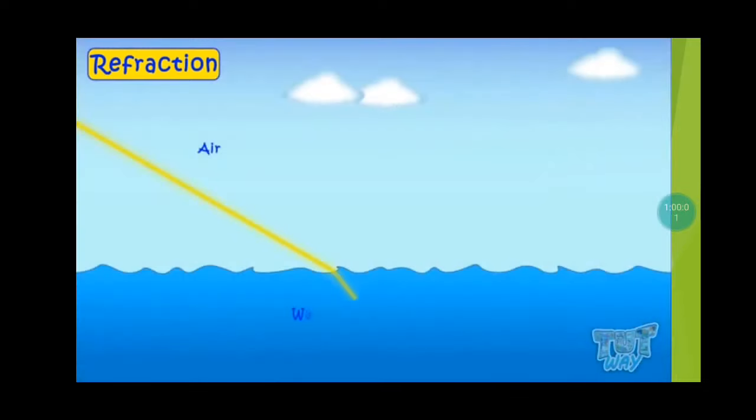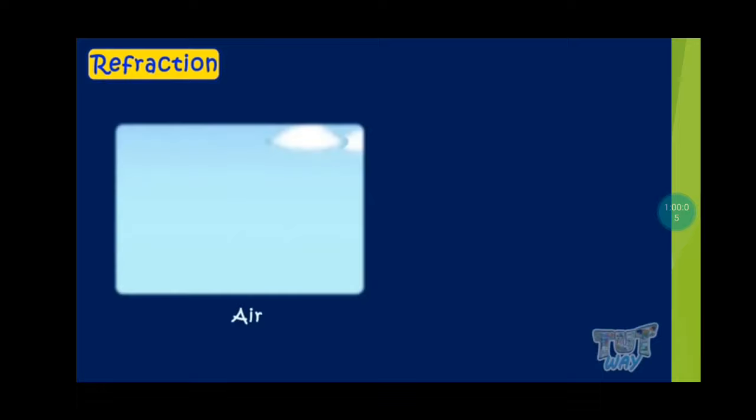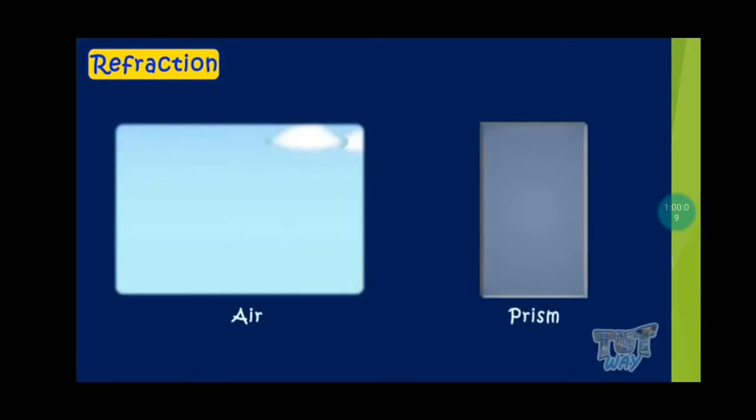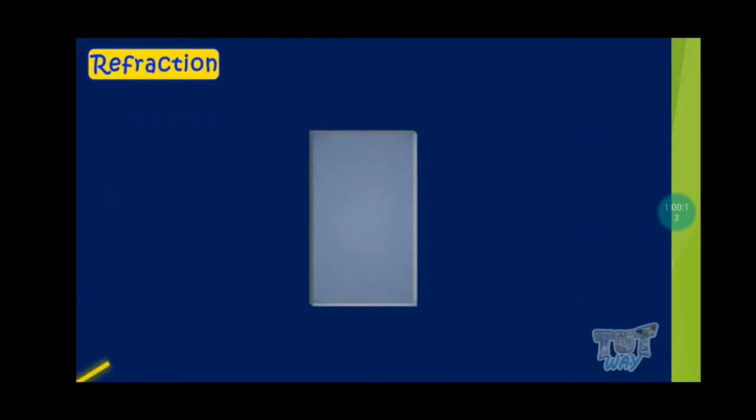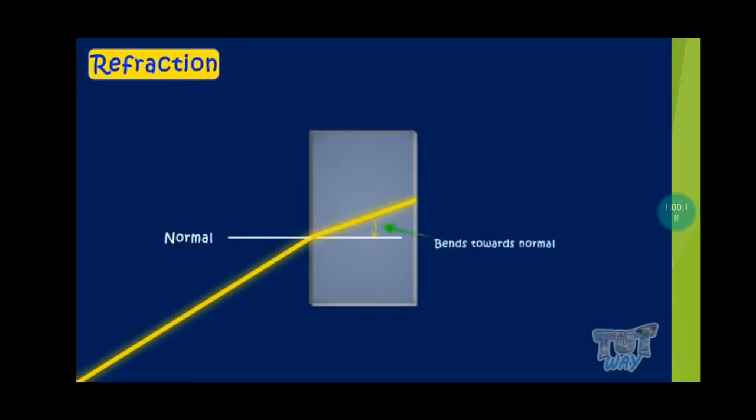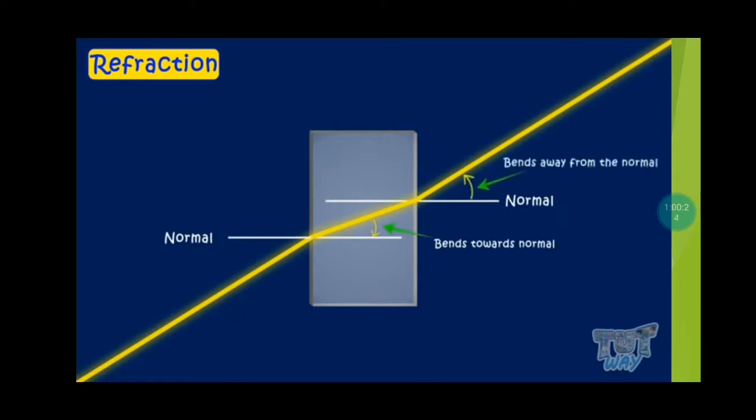The speed of light slows down in a denser medium. The medium of air is less dense than the medium of the prism. And when light enters a denser medium, it bends towards the normal. And when light enters the thinner medium or less dense medium, it bends away from the normal.